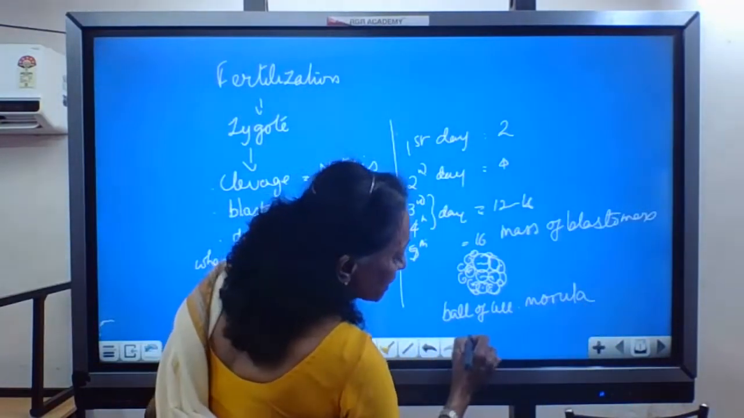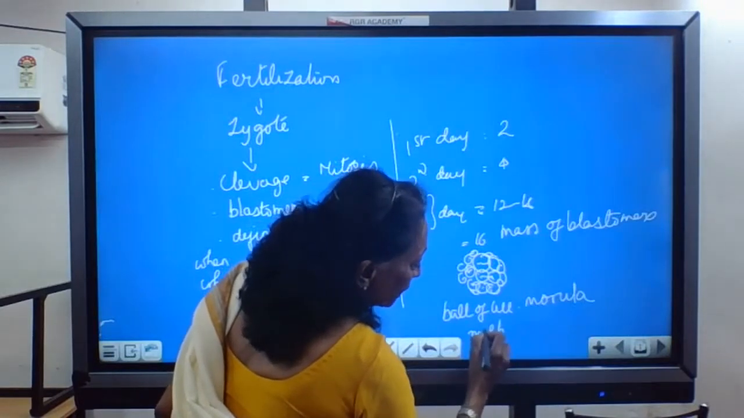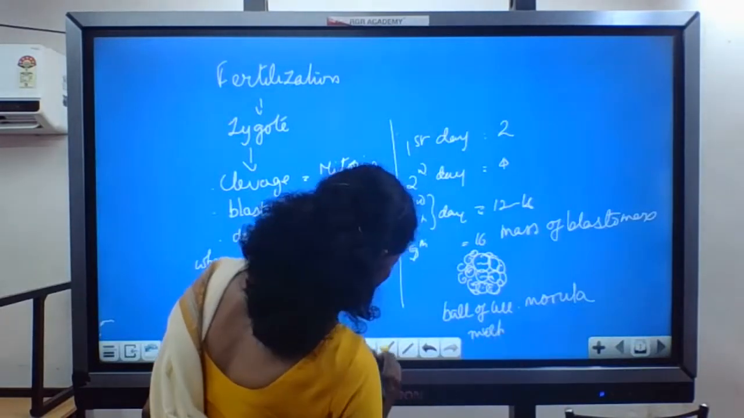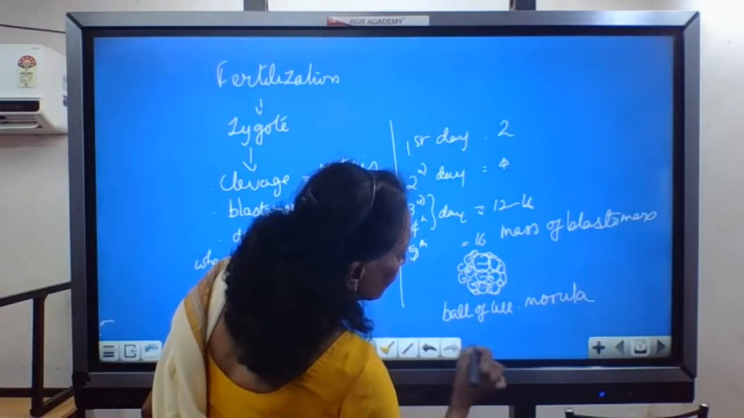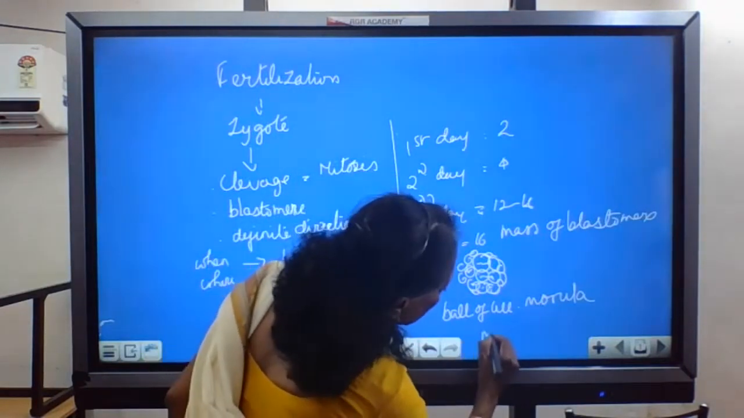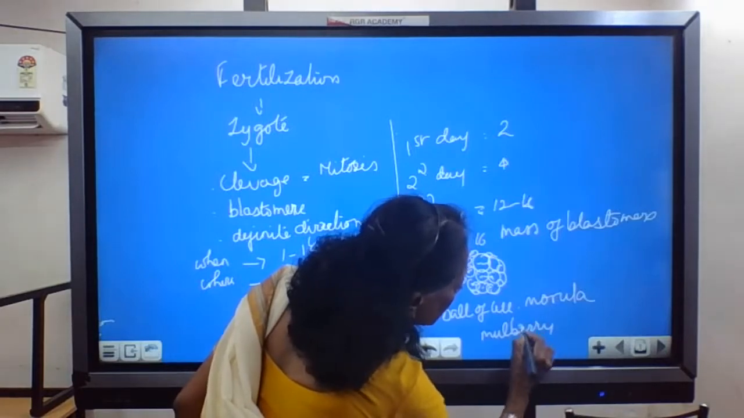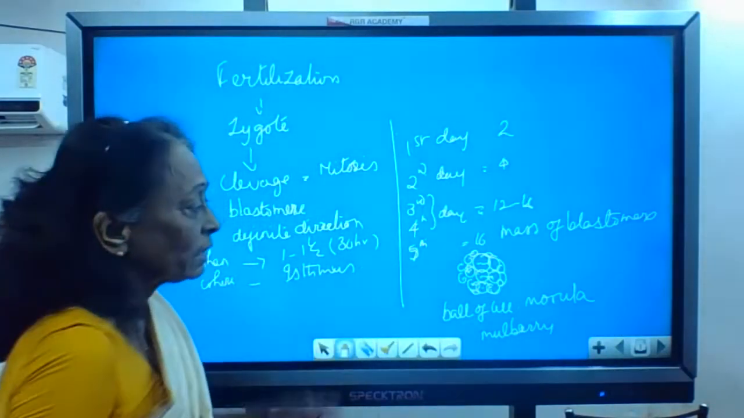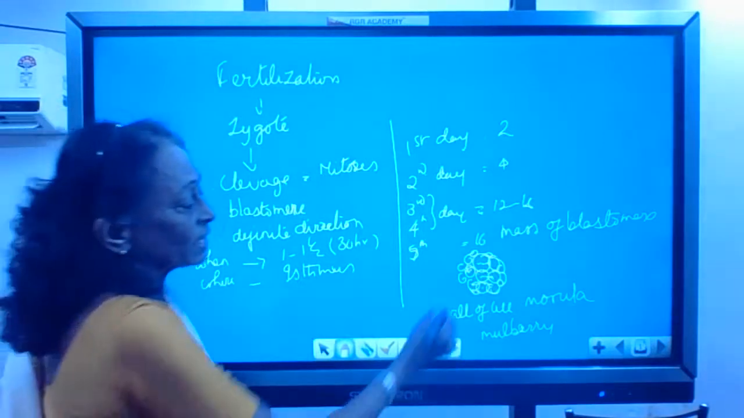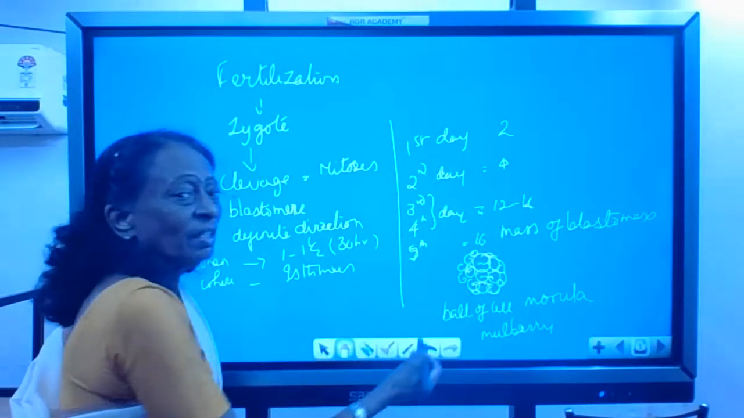Now morula means mulberry. It resembles a mulberry fruit. That's why it's called morula. The word comes from the mulberry. Now it is nothing but a mass of cells having a central larger cell surrounded by smaller ones.